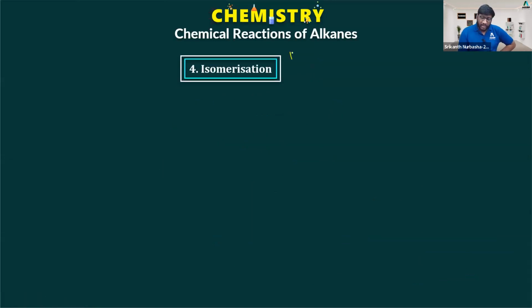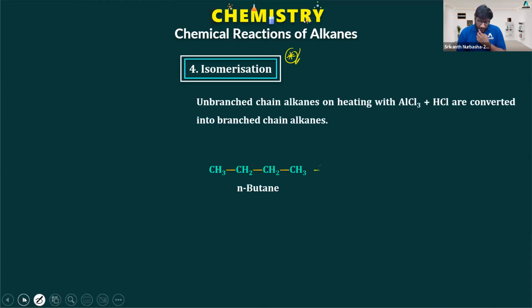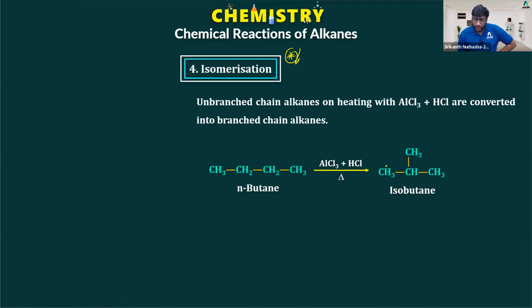Isomerization reaction. What is the example I have given earlier? AlCl3 in the presence of HCl, treated with an alkane, forms the respective isomeric alkane. Unbranched chain alkanes, whatever the initial alkane you are taking, that should be unbranched. Unbranched chain alkanes on heating with AlCl3 and HCl will be converted into branched chain alkanes, like n-butane to isobutane. This reaction mechanism proceeds through rearrangement.